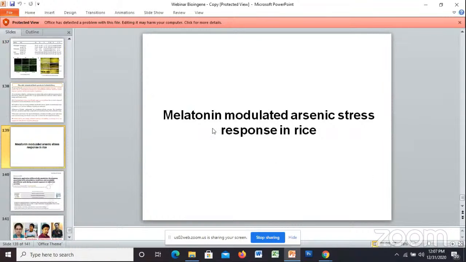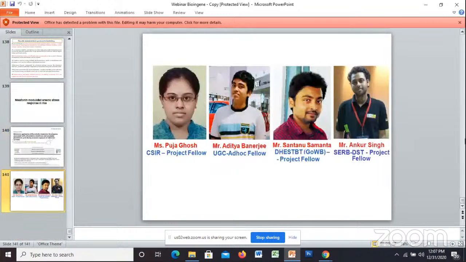We are also studying melatonin response in arsenic stress. I'm not going into details of this work. So these are my fellows. Aditya is the main pillar of my work. Ankur is also working on fluoride stress. Shantanu is working on arsenic stress with respect to melatonin. Pooja is working on aromatic rice, mostly in my CSR project. So that is all about it.